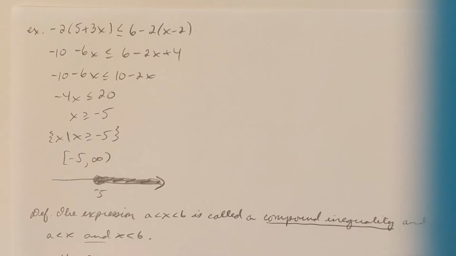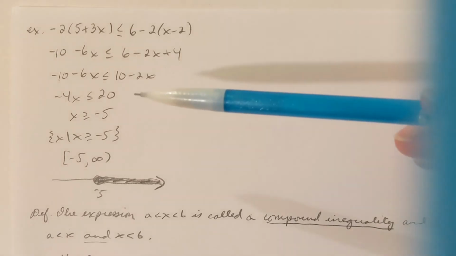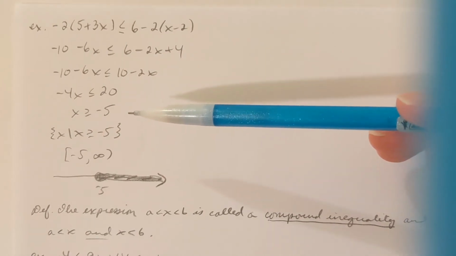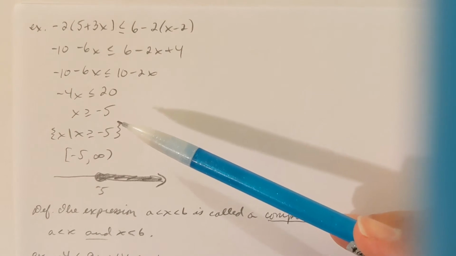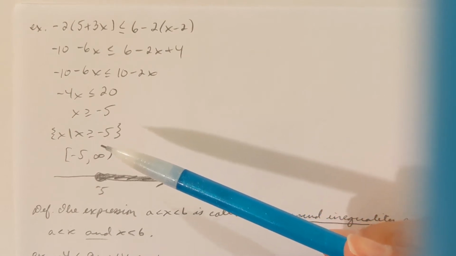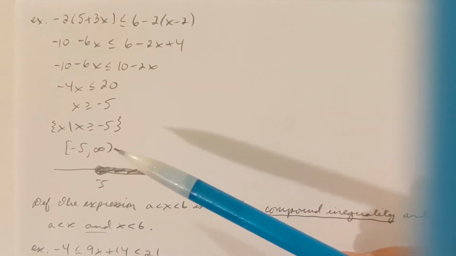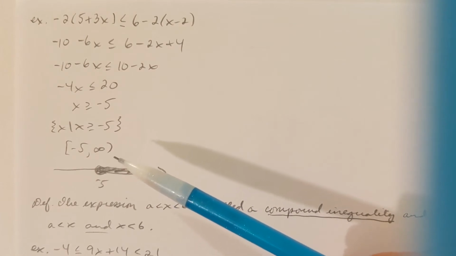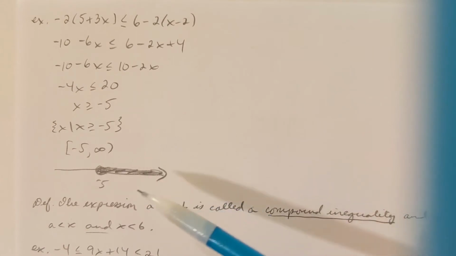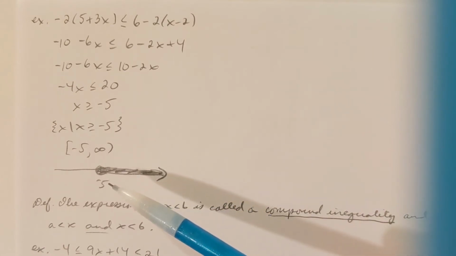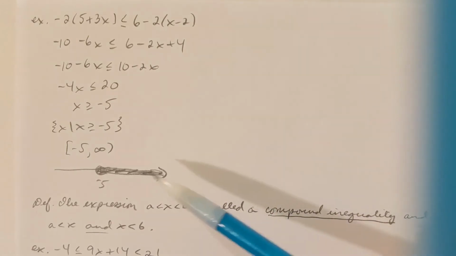If I divide by -4 on both sides, I'm dividing by a negative, so I've got to flip the sign. And x is greater than or equal to -5. Okay, so as an interval, I'd say the interval -5 to infinity. And make sure there's a bracket by -5, because I'm including the start point there, and anything bigger than that.